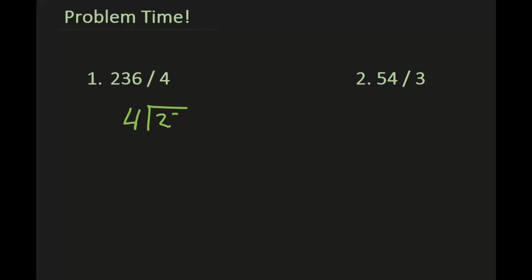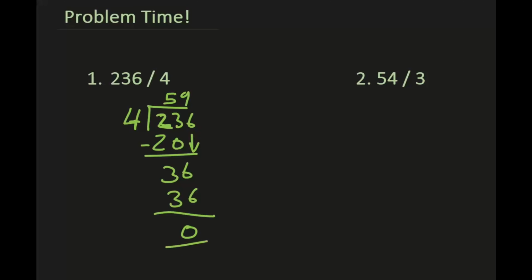4, then 236. Now I'm going to start solving. I know that 4 times 5 equals 20. Then I subtract. 23 minus 20 equals 3. Then I bring the 6 down. So I have 36. I know that 4 times 9 equals 36. So then you get a remainder of 0. So there's no remainder this time. So our answer is simply going to be 59. Just that. That was an easy one.